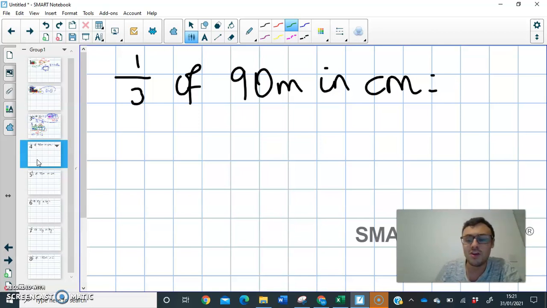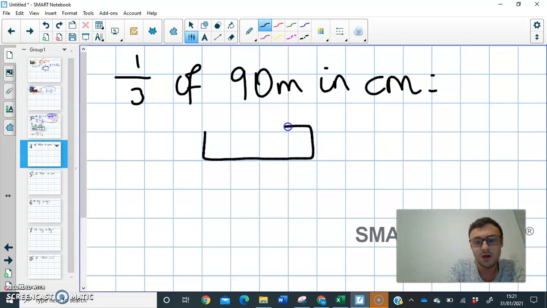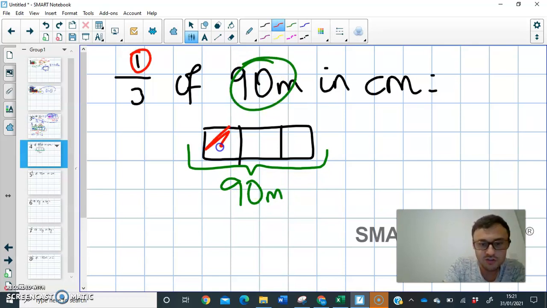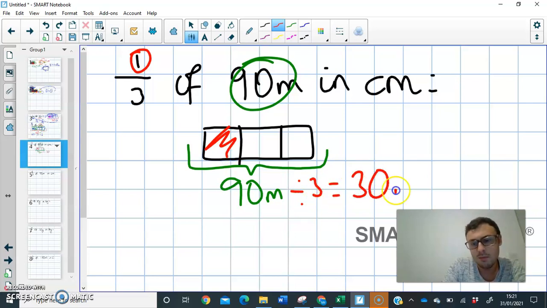Now, some of you have got these slightly harder questions, which involves 1/3 of 90 meters in centimeters. So I'm going to first of all start by drawing my bar. I'm splitting it into 3, and this is representing 90 meters. And I want 1/3, which is just this part. So I'm going to have to do 90 divided by 3, which is 30 meters.